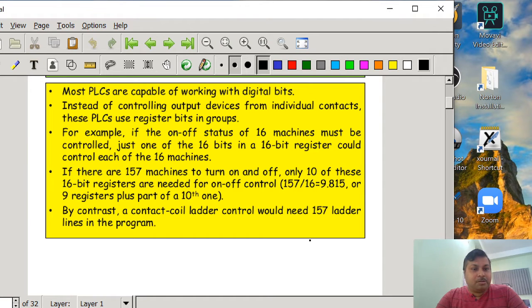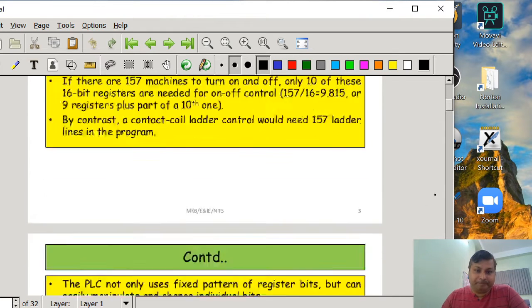And by contrast, a contact coil ladder control would need 157 ladder lines in the programming. Means only if you want to control 157 machines by contacts and coils, you would require 157 lines or rungs to write the program. But here, if you use the register contents to make the on-off control for 150 machines, it may be one-line programming.